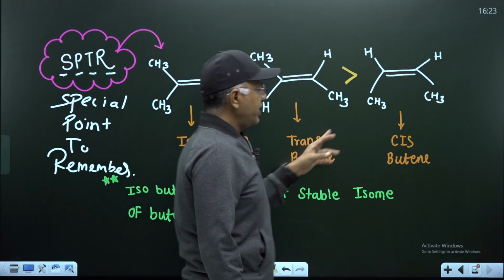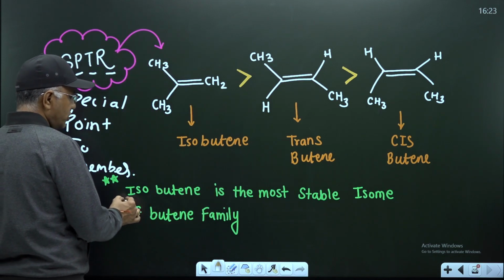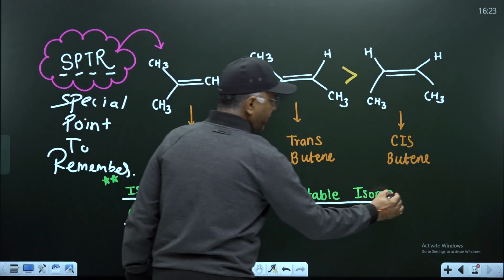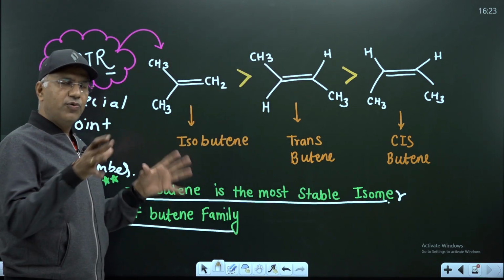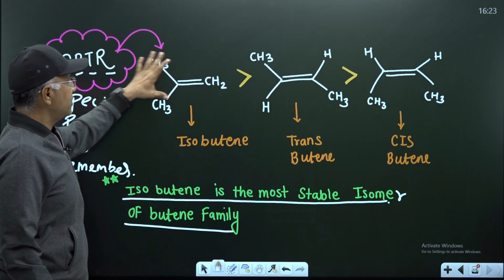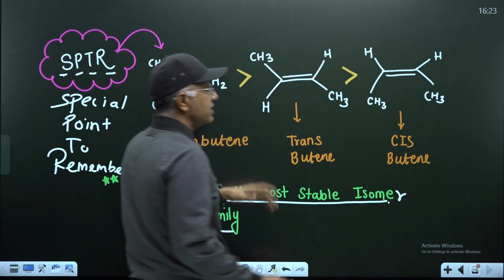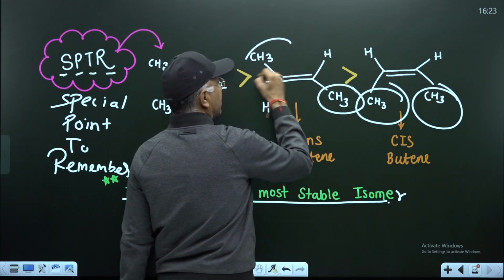Now, isobutene, trans-butene and cis-butene. What do you have to remember? Isobutene is the most stable isomer of butene. Isobutene is the most stable isomer of the butene family. Among butenes, meaning 1-butene, cis, trans and isobutene, which is the most stable? This isobutene is the most stable isomer of butene. Now, trans is more stable than cis. I already explained to you, because of this van der Waals repulsion.